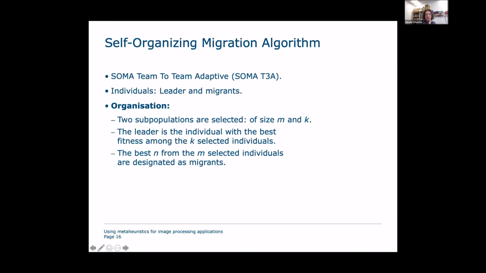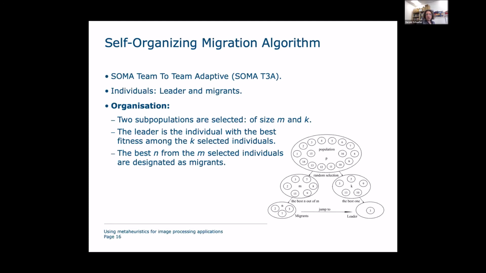So what we've got here is we extract 2 subpopulations of particular sizes. From one of them, we are then selecting or identifying the best one, the one with the highest fitness. We designate it as the leader. And then from the other population, we select the best ones there, and we designate them as the migrants.